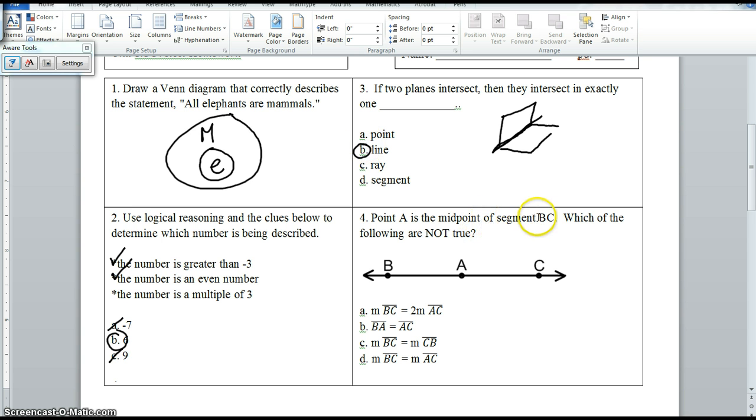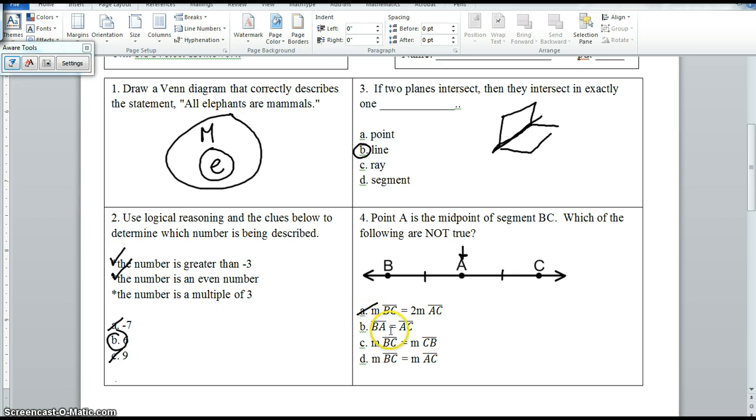Point A is the midpoint of segment BC. That's what they give me. This is a midpoint, the middle of B to C. So that means this segment is equal to that segment. Which of the following are not true? BC, which is the whole line, is equal to AC, which is half the line. That's true.